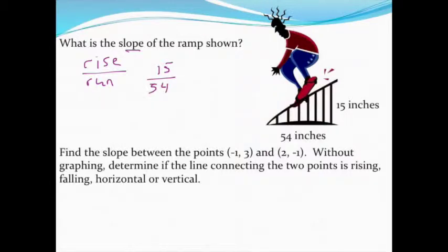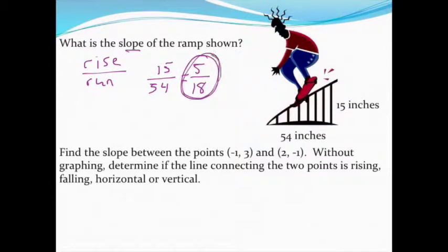Slope, just like any old fraction, is always going to be simplified. So we'll go ahead and simplify this fraction and come up with a simplified answer of 5 over 18, or 5 to 18.